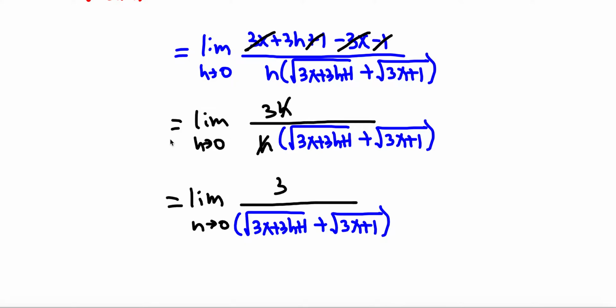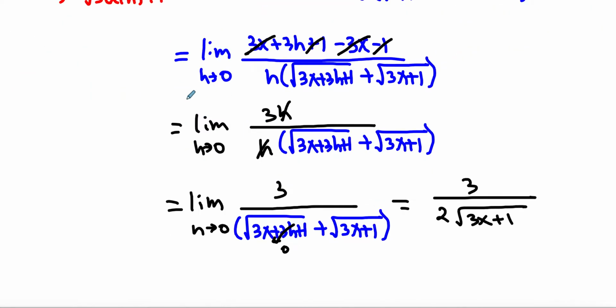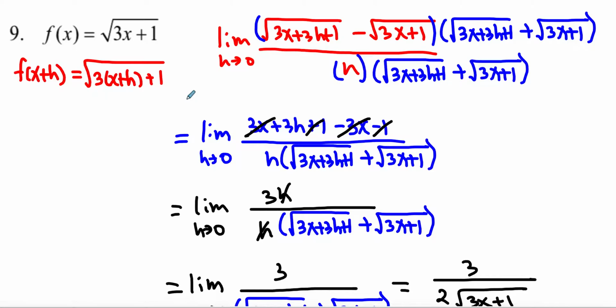But you can see that as h approaches 0, the only term that will become 0 is this portion. So as this term approaches 0, then we have 3x plus 1 and 3x plus 1. So our final answer becomes 3 over 2 times radical 3x plus 1. And you can see that this one would have been the answer when you take the derivative of square root of 3x plus 1, including the chain rule. Alrighty, let's move on to the next question.